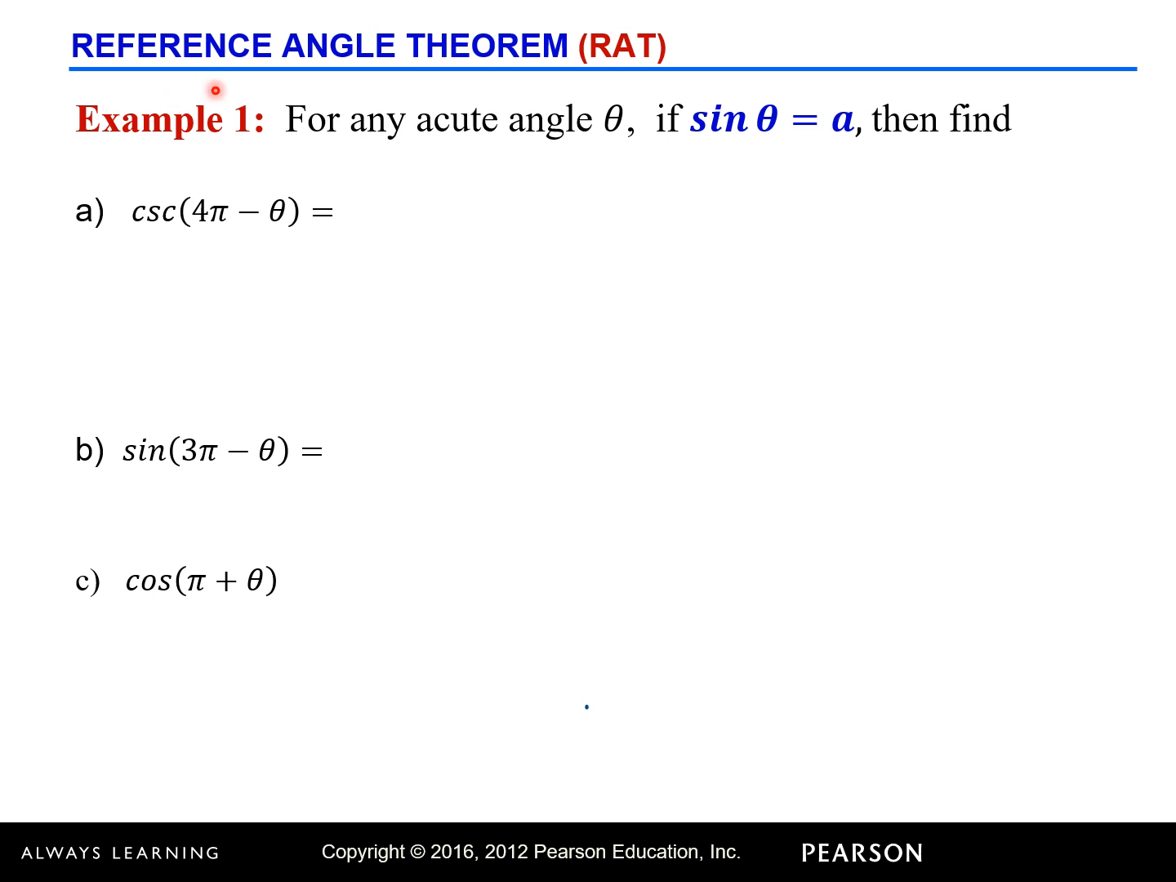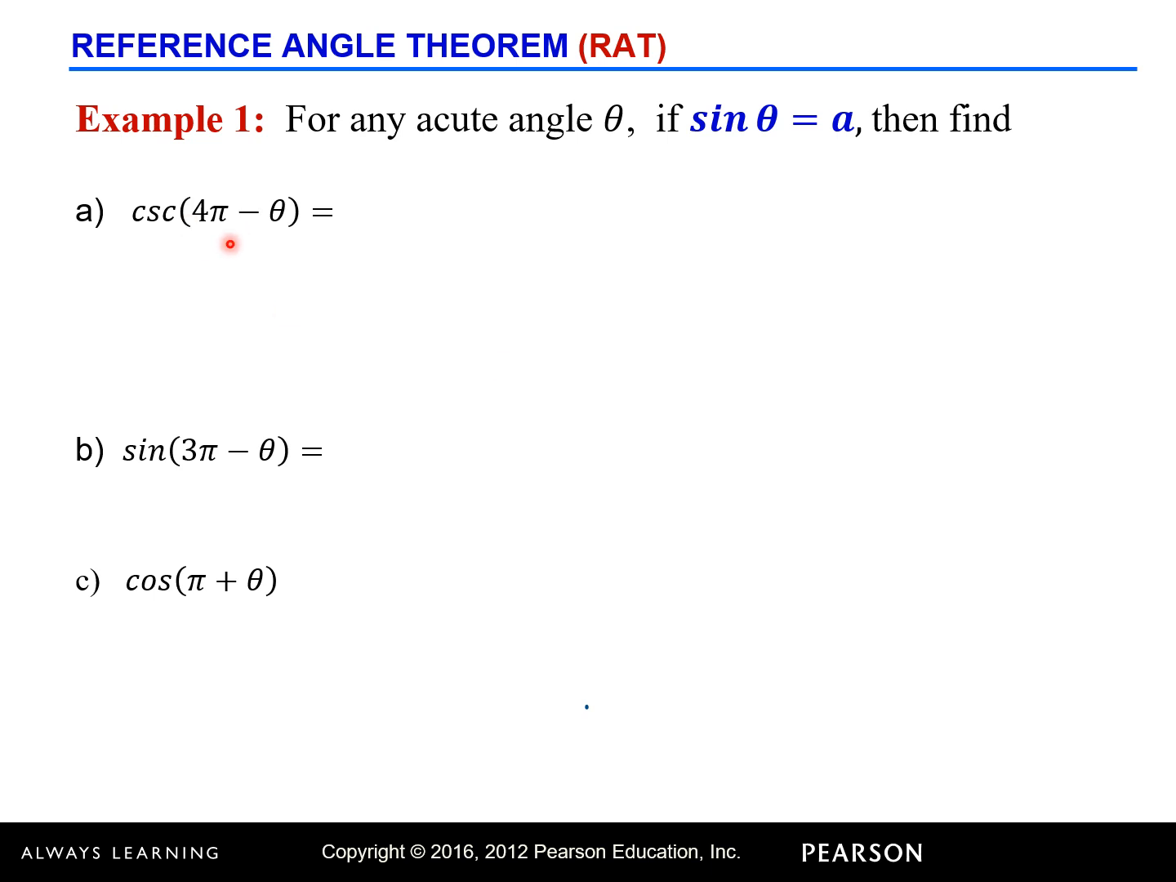So now let us apply the reference angle theorem in this example. For any acute angle theta, if sine theta is equal to A, then we will find the following trigonometric expressions. Here, we will use the reference angle theorem because the angle here is more than pi over 2. If the angle is less than pi over 2, we will use the CAT or complementary angle theorem. Remember that the formula for the CAT is pi over 2 minus theta or 90 degrees minus theta.